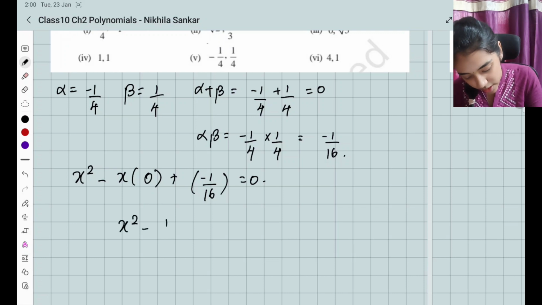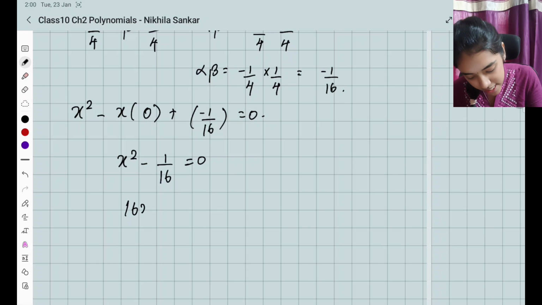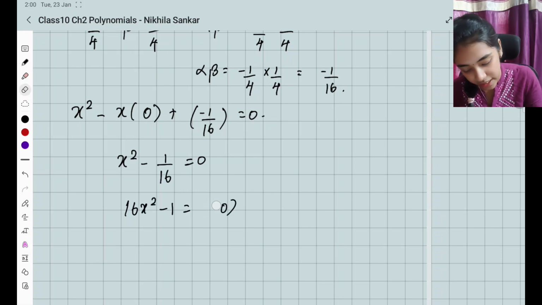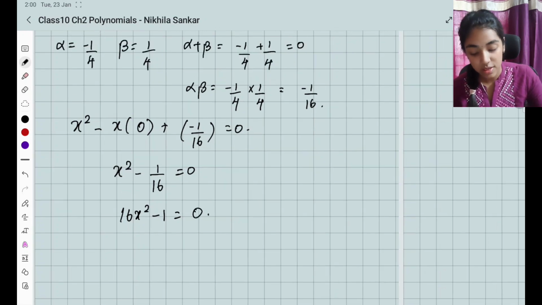So we have x square minus 1 by 16 equals 0, or you can multiply the 16 and say 16x square minus 1 equals 16 into 0. Another we are directly writing it as 0. Okay. So this is going to be the equation.